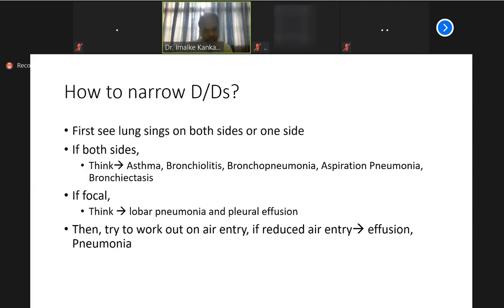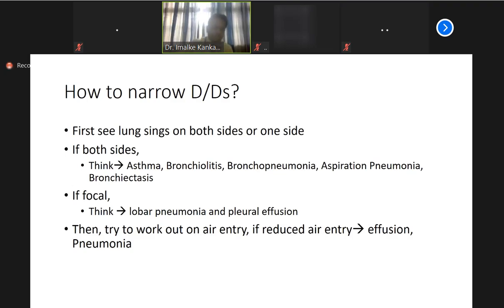If both sides, think about asthma, bronchiolitis, bronchopneumonia, aspiration pneumonia, bronchiectasis. If focal, lobar pneumonia and pleural. If you are not sure whether there's a difference in one particular area, go and re-examine, right? Then try to work out the air entry, reduced air entry.